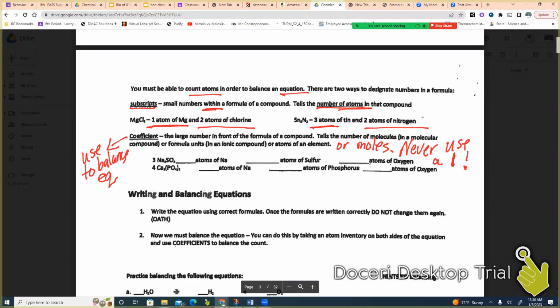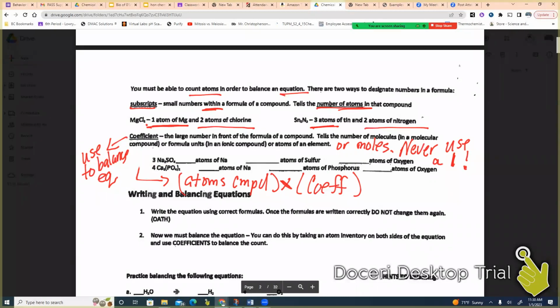So with a coefficient, to get your atom count, you're going to, first of all, find your atoms in the compound and then multiply that by your coefficient. So in other words, a subscript only affects the atom that it's behind, but a coefficient is going to affect everything that follows it. And that's also why it makes balancing some equations a little bit harder.